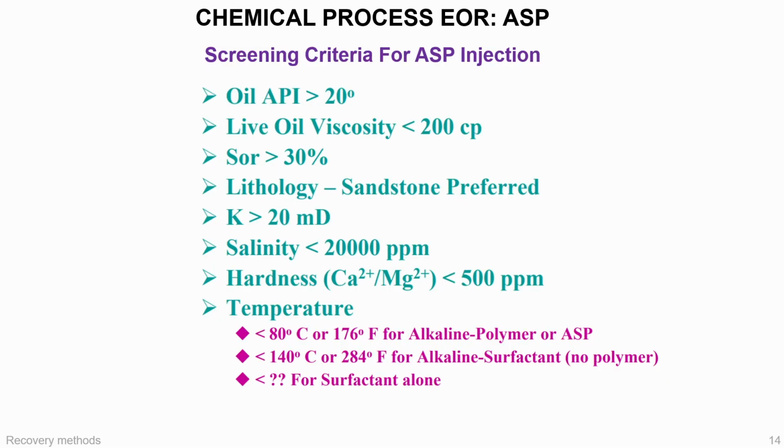This slide presents screening criteria for ASP injection. As with polymer flooding, careful screening is essential. Factors such as oil composition, reservoir salinity, mineralogy, temperature, and permeability all influence feasibility. ASP can be very effective, but it is also sensitive to chemical loss, adsorption, compatibility, and operational complexity.